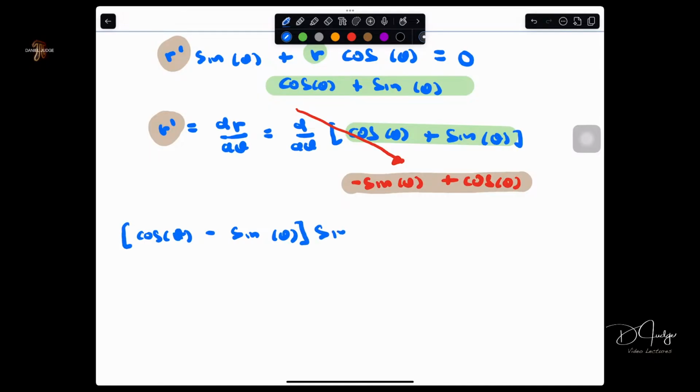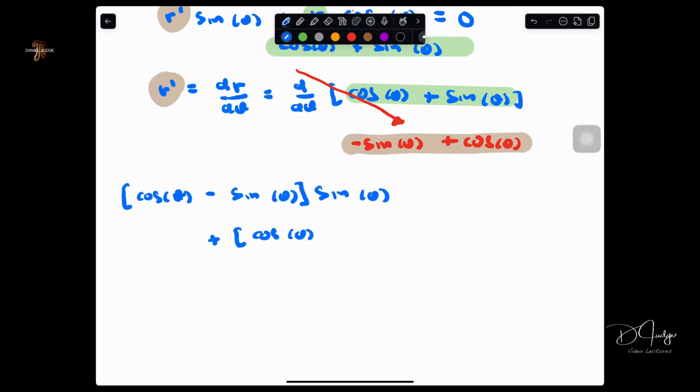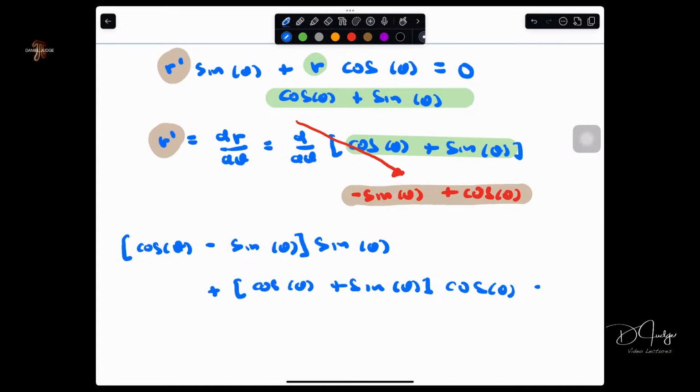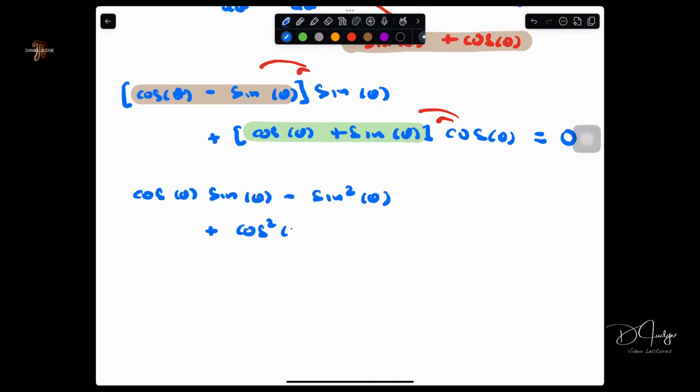This is multiplied by sine theta. Since I don't have a lot of space, we'll write it down here. And that gets multiplied by cosine theta here. Don't forget to set this equal to 0. Make sure you use your distributive property now. So cosine theta sine theta minus sine squared theta plus cosine squared theta plus cosine theta sine theta equals 0.